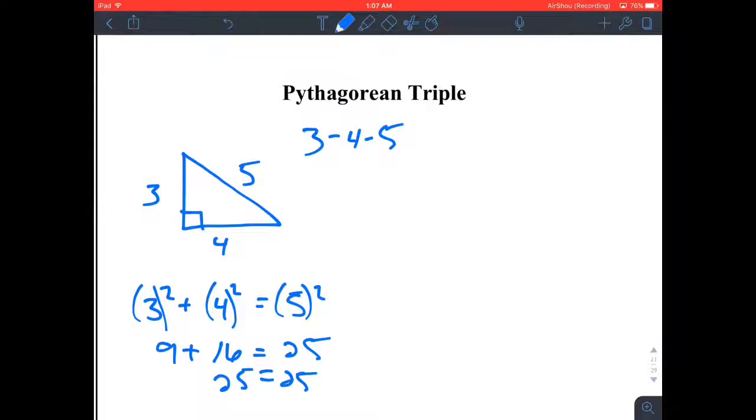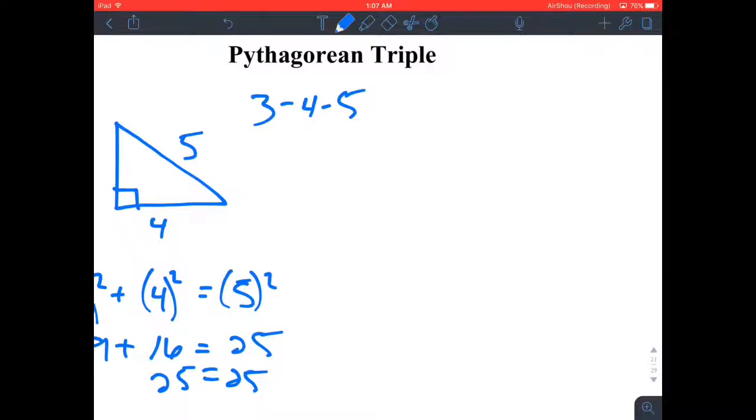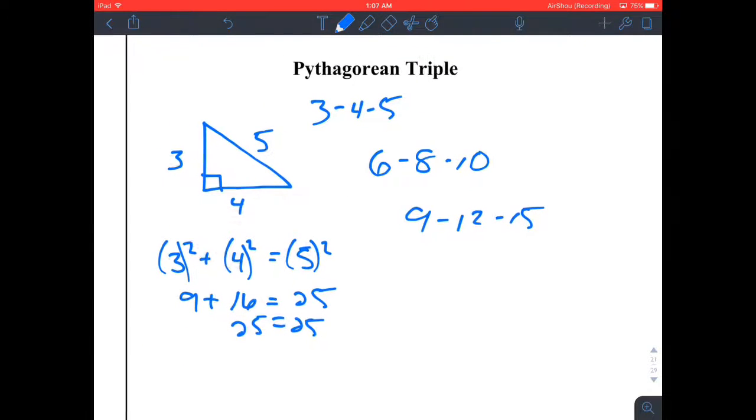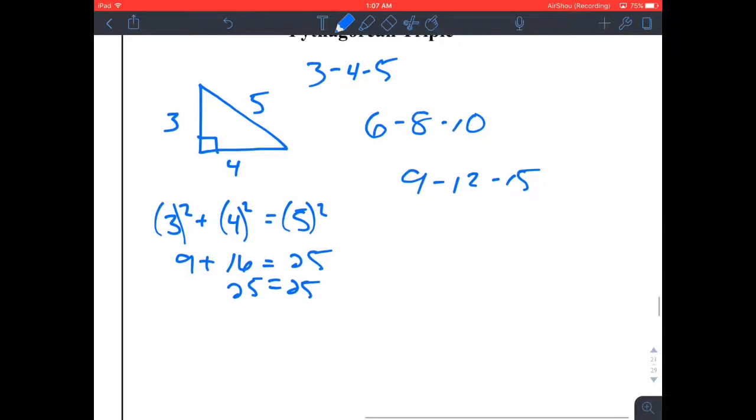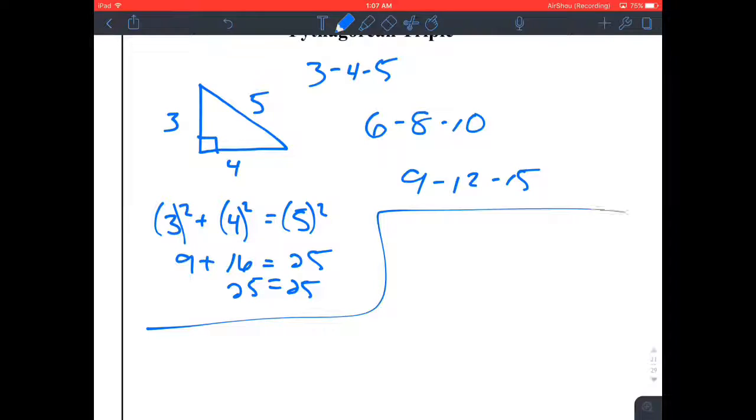Now it's not just 3, 4, and 5. If you multiply those by 2, you're going to get a 6, 8, 10 right triangle. If you multiply 3, 4, 5 by 3, you get a 9, 12, 15 right triangle. You should recognize Pythagorean triples when they are in front of you. Another base example of a Pythagorean triple is the 5, 12, 13 right triangle. It's also a Pythagorean triple. Any multiples of those are Pythagorean triples.